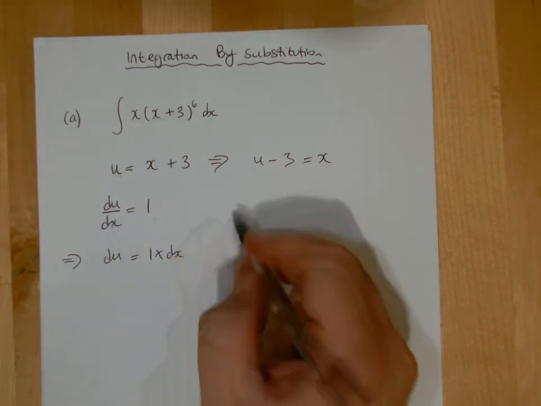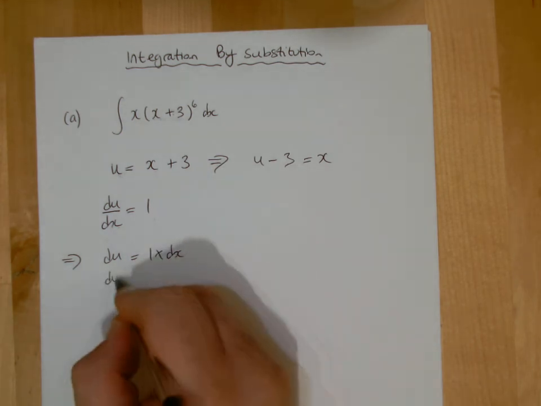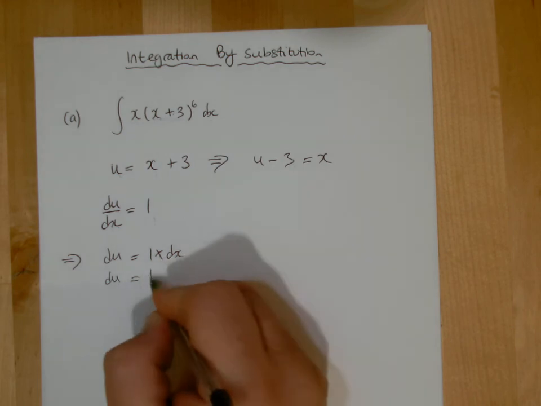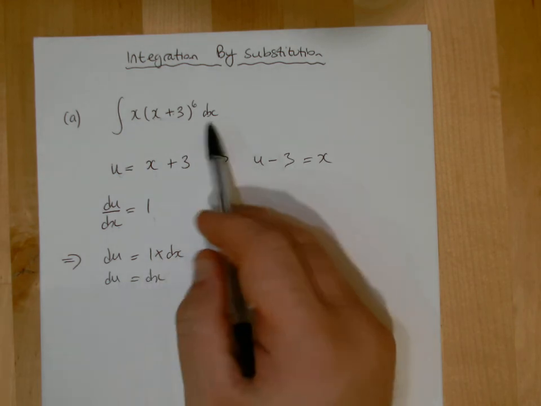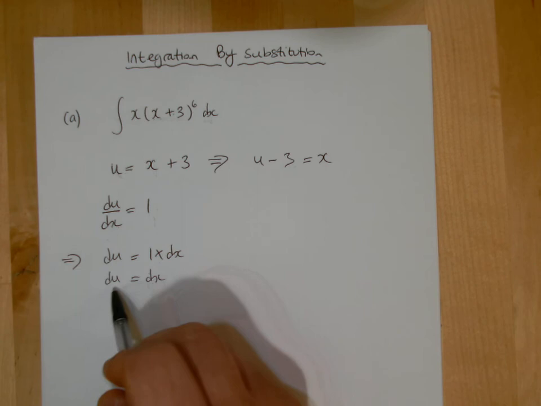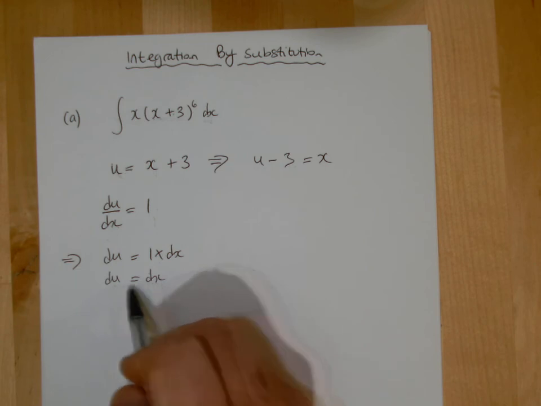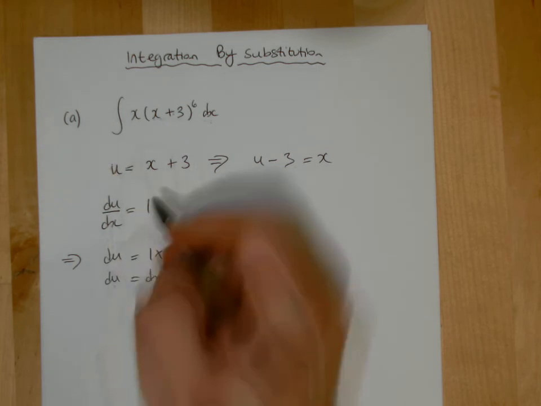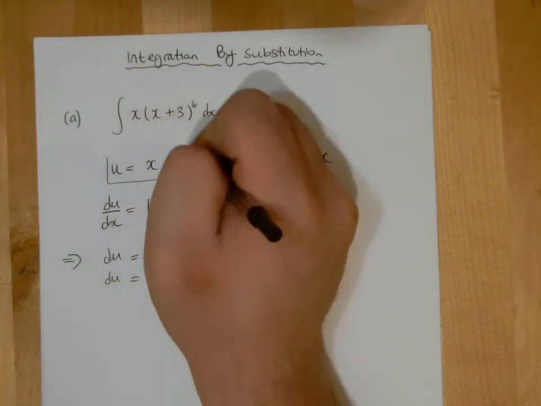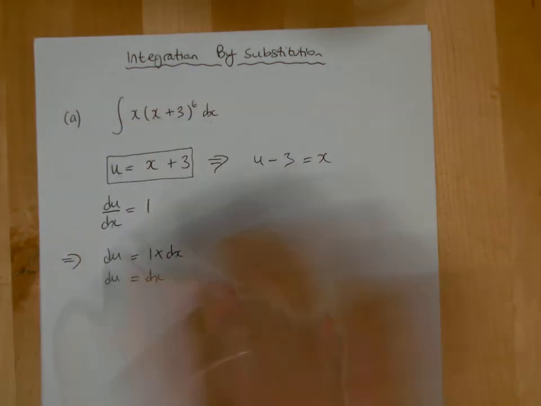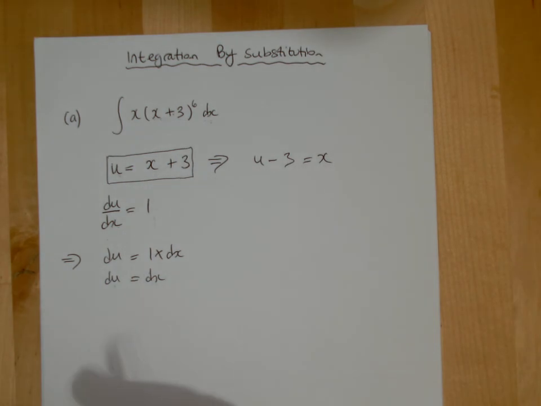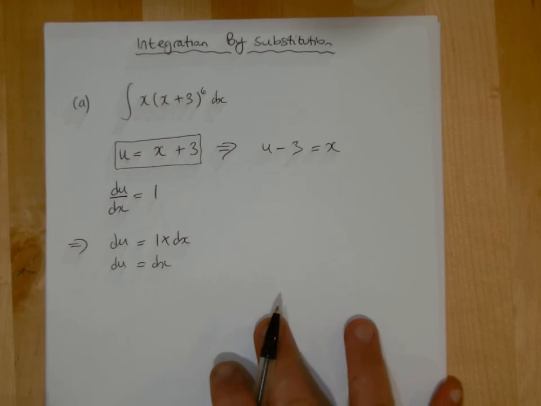So in other words, du is actually equal to 1 times dx, which is dx. So I can replace dx quite simply with du, because dx is equal to du based on our initial substitution here. Okay, so a bit of work to set this up, and I've taken time to explain it, but you'll realize that this is really helpful now, and it'll make things simple.